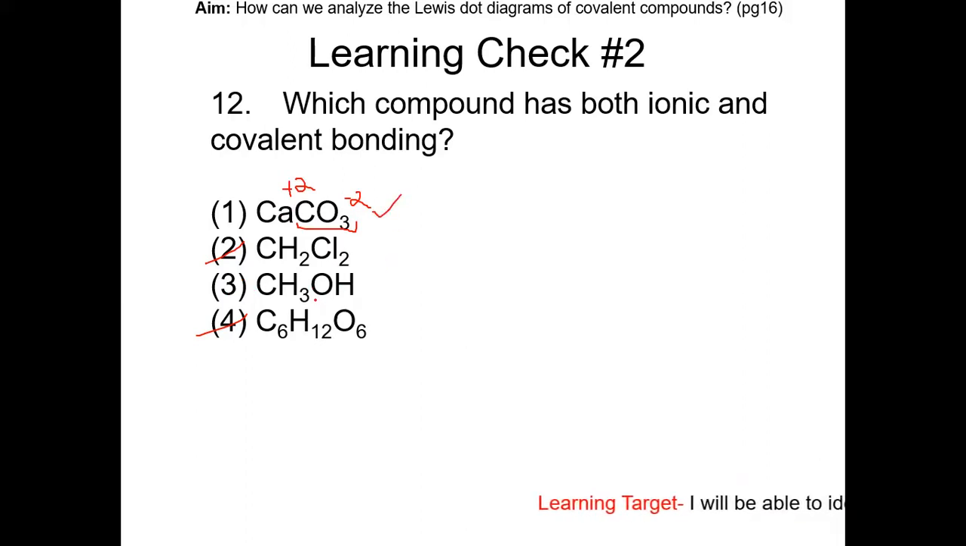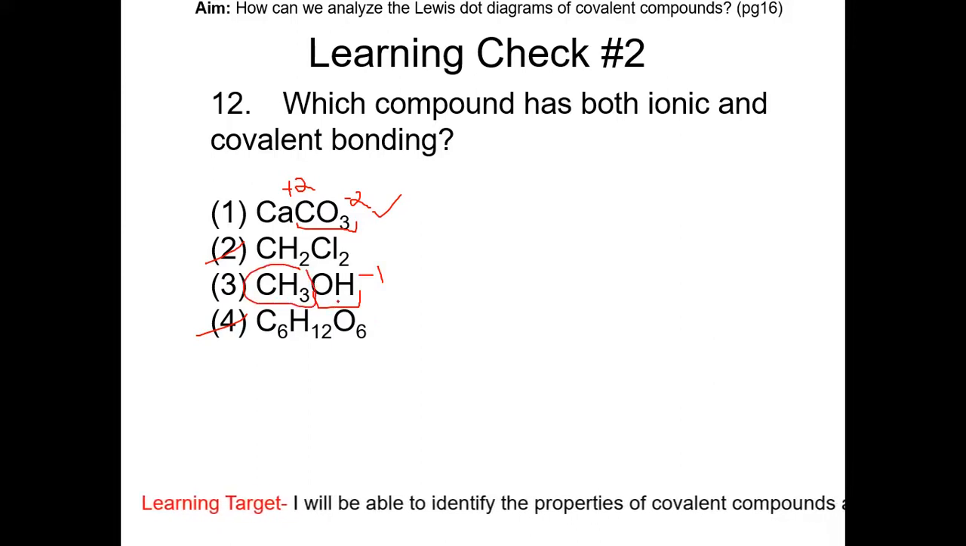If you look at choice 3, it might have a polyatomic ion, hydroxide, which is a -1 charge. So the question is, is CH3 a positive 1 charge? If you look at Table E, CH3 is not a polyatomic ion. Therefore, CH3OH only has covalent bonding. So the answer is choice 1.